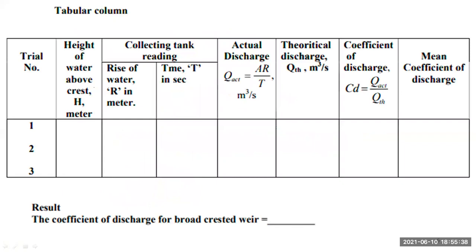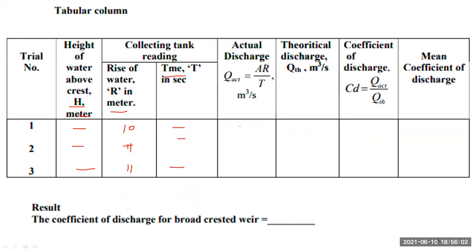If you see the tabular column, it is like this. See, height of the water above the crest, that is the initial minus the final reading. And the collecting tank reading, that is the rise in water level, it is 10 centimeter, and the time for each rise, for each trial, you'll get different time intervals. So this remains the same, the 10 centimeter. You'll get different times and different heads.